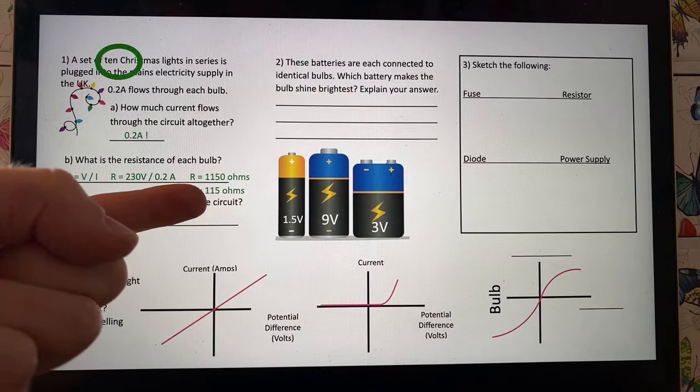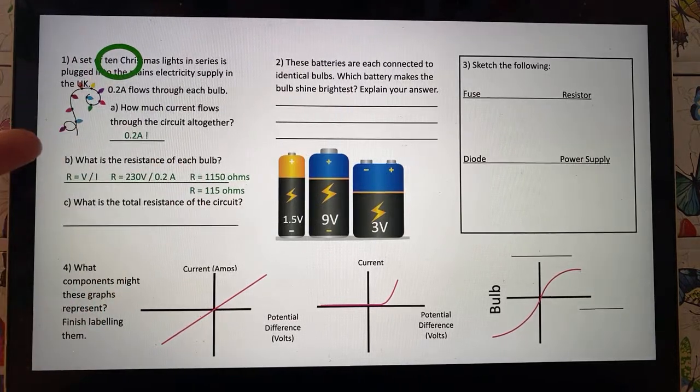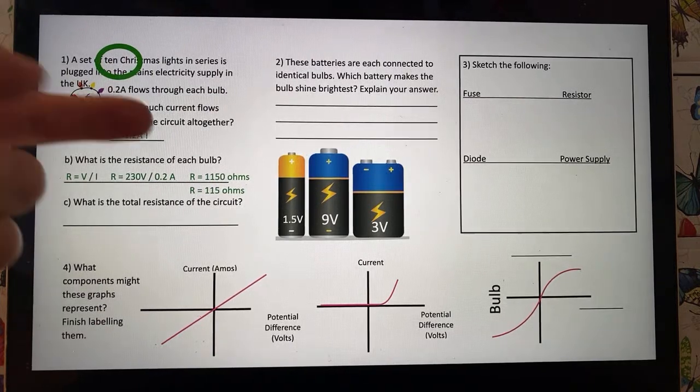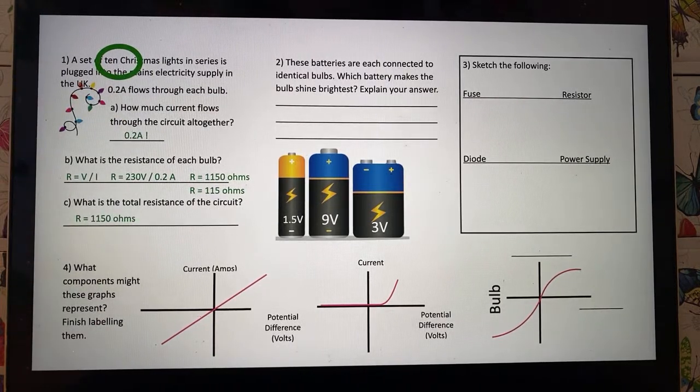So it's 115 ohms was the answer. Don't worry if you didn't get this. I think it's just really hard, but it's good brain exercise, isn't it? So the total resistance of the circuit, you have just worked it out.